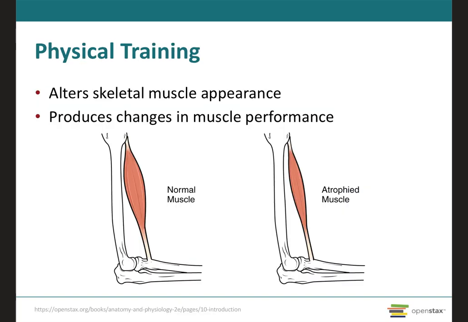As we can imagine, physical training will alter the appearance of the skeletal muscles by making them larger, and also, as a consequence of this, it can produce changes in muscle performance. The more you work out, the better your performance is, right? No one can question this. In contrast, a lack of muscle use, due to a person either being sedentary or if a person gets injured and can't move for an extended period of time, can result in decreased performance and also in a decrease in the size of the muscles as well.